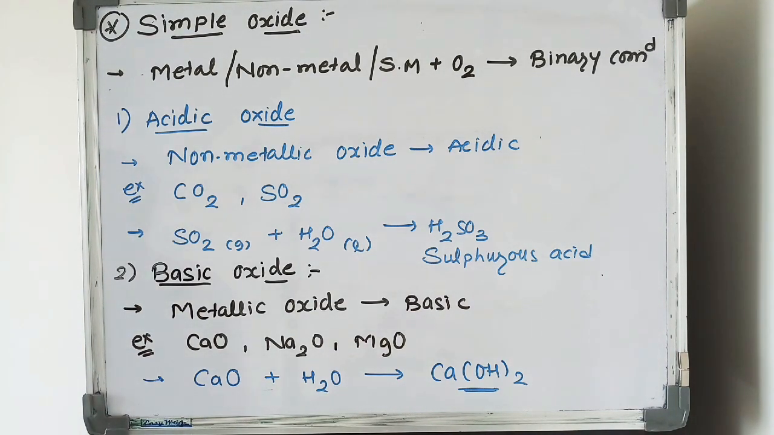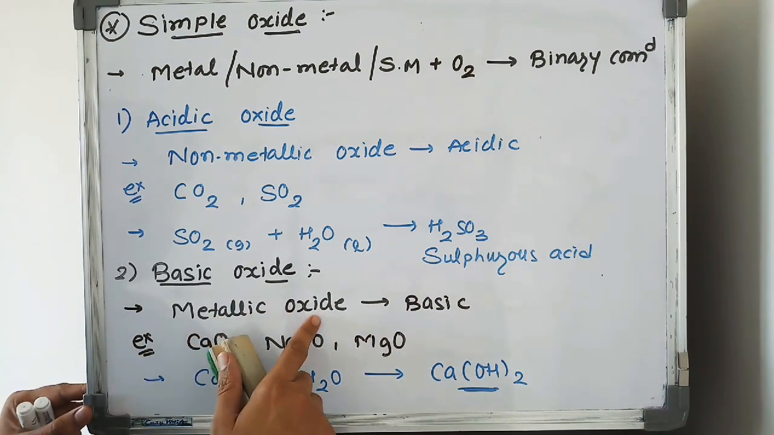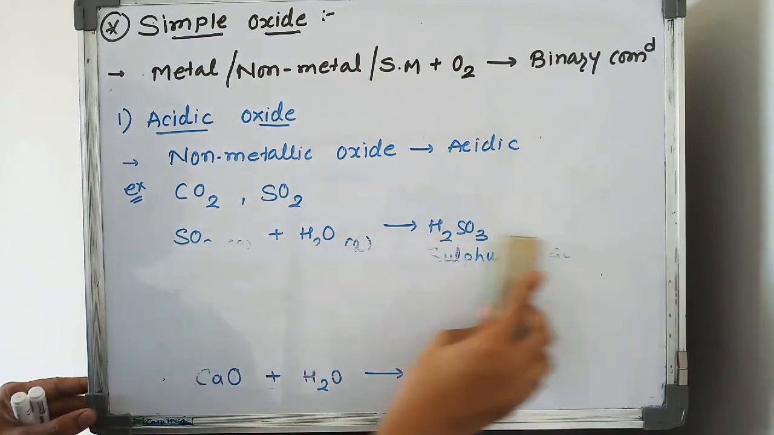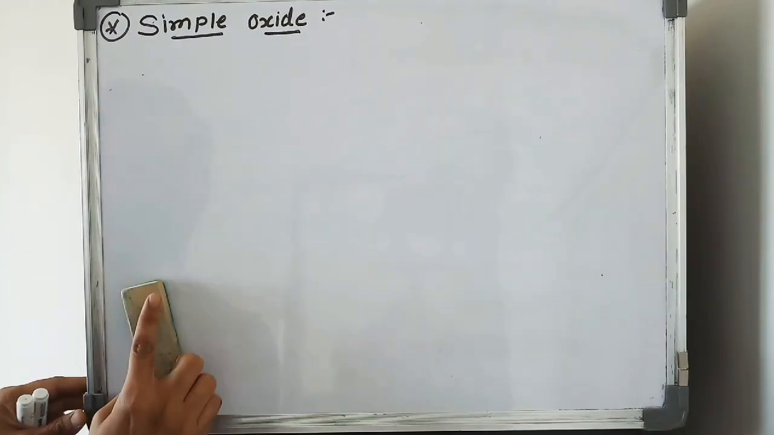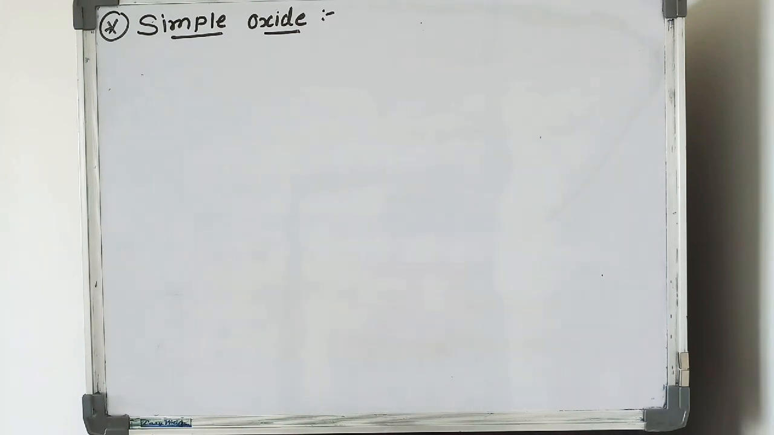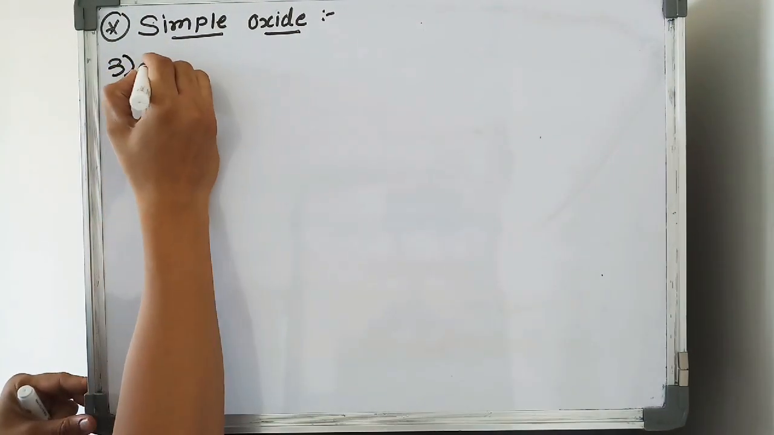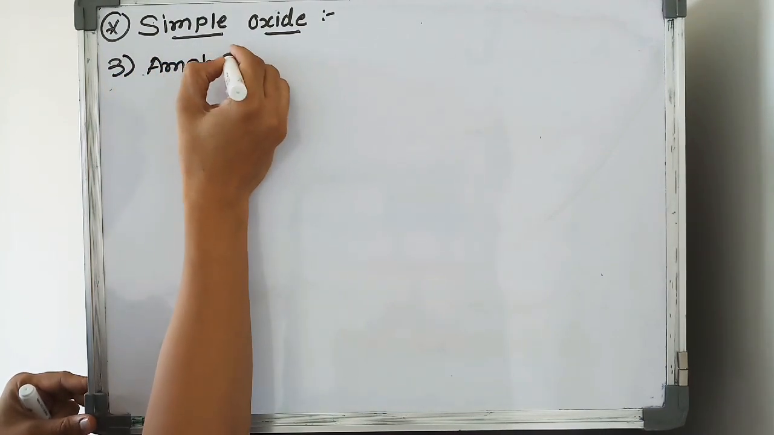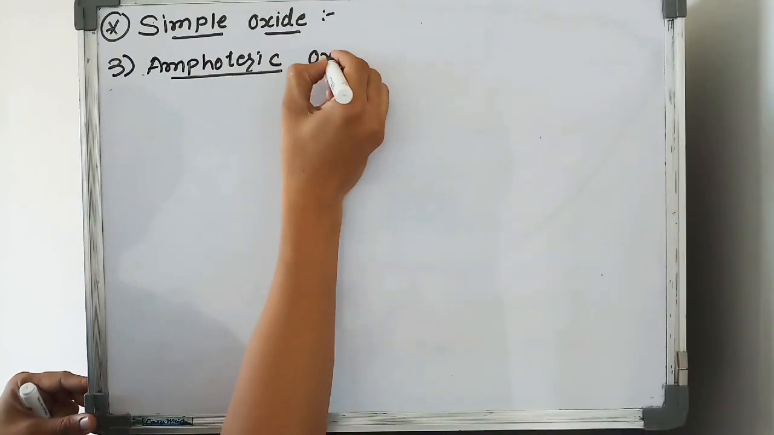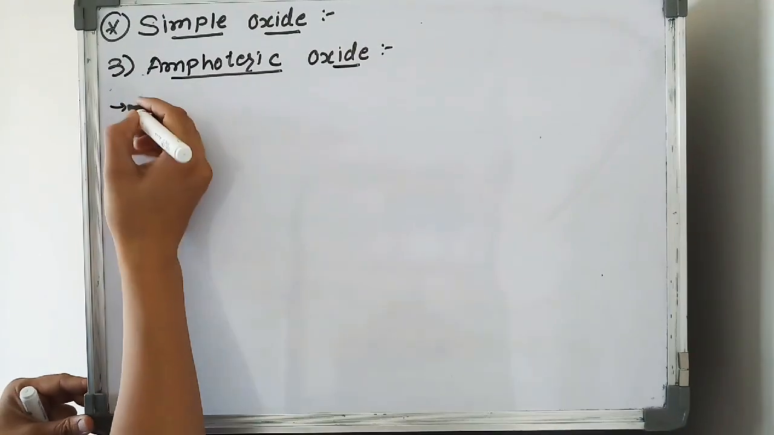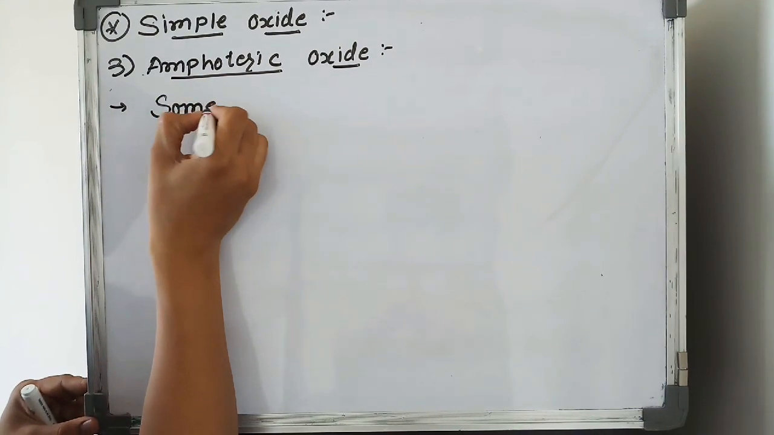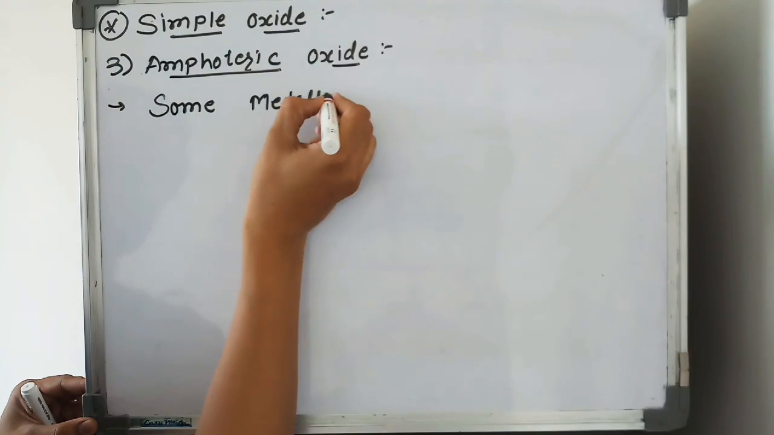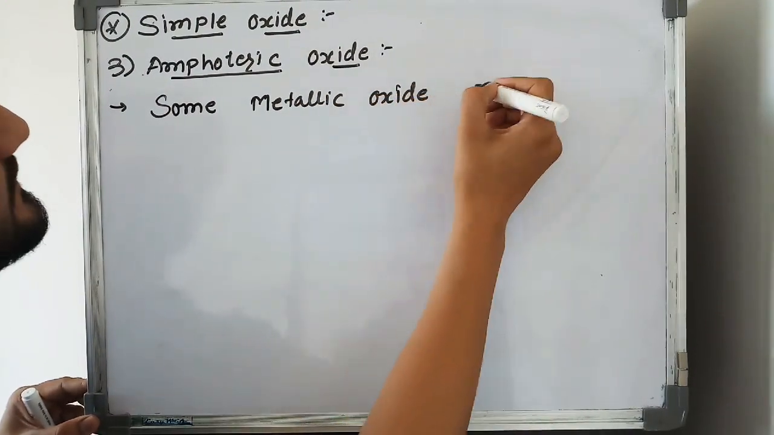So we can say that the metallic oxides are basic in nature. The next is amphoteric oxide. Amphoteric oxide, it means what? Some metallic oxides possess dual nature.